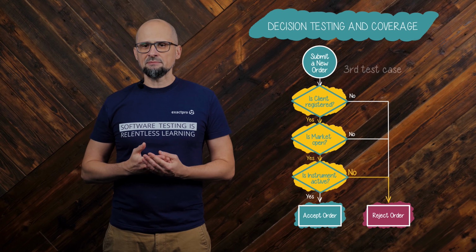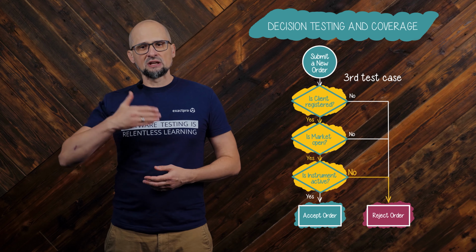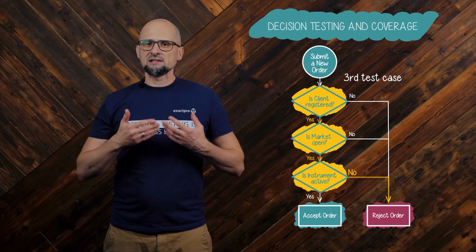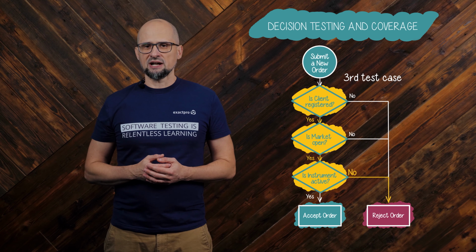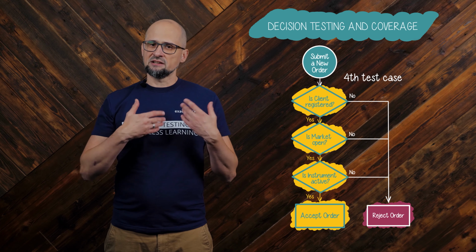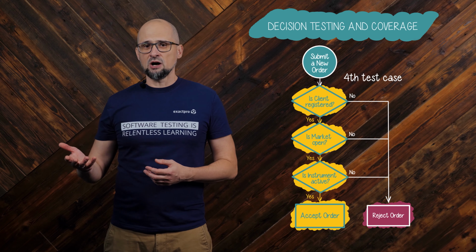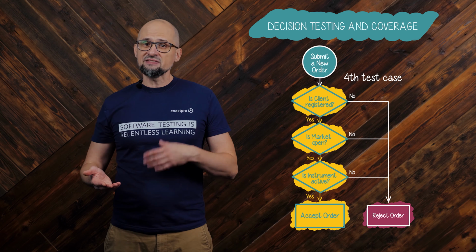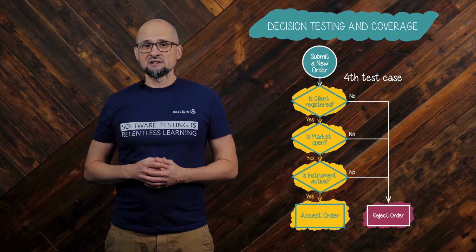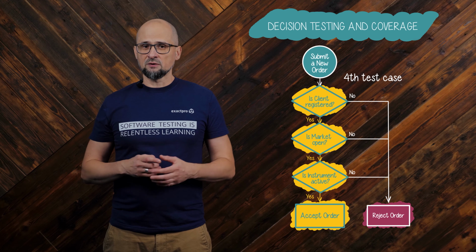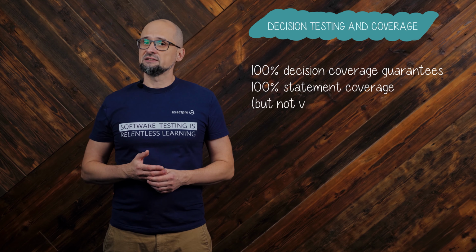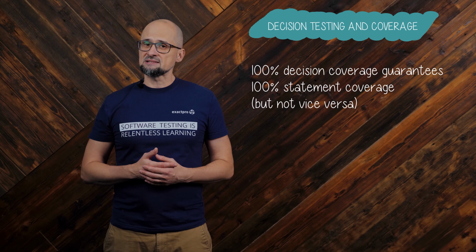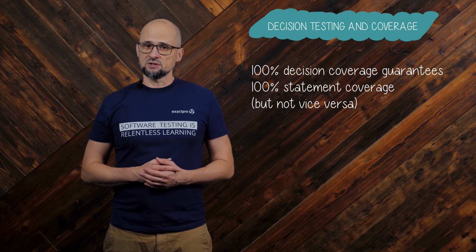When 100% statement coverage is achieved, it ensures that all executable statements in the code have been tested at least once, but it does not ensure that all decision logic has been tried. To achieve 100% decision coverage, you try all decision outcomes, which include the true and the false ones, even when there is no explicit false statement. For example, in the case of an if without an else. Achieving 100% decision coverage guarantees 100% statement coverage, but not vice versa.